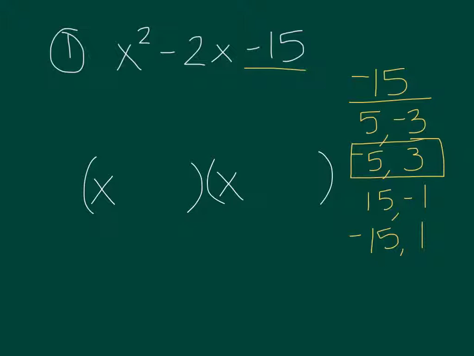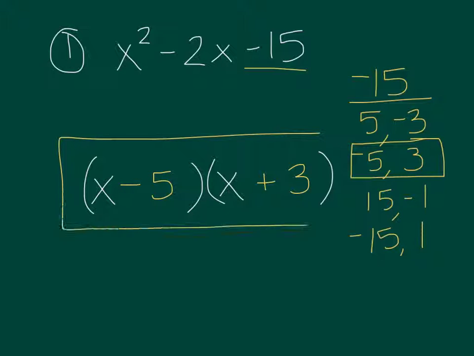So then you just take those two numbers that you found, negative 5 and 3, and you plug them in your parentheses. So we go minus 5 and then plus 3. And then there would be your answer.